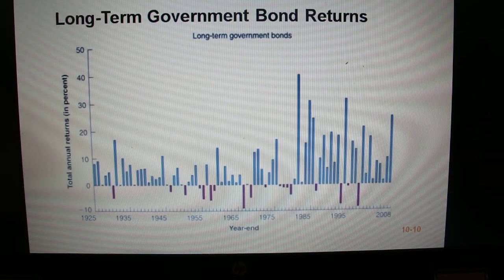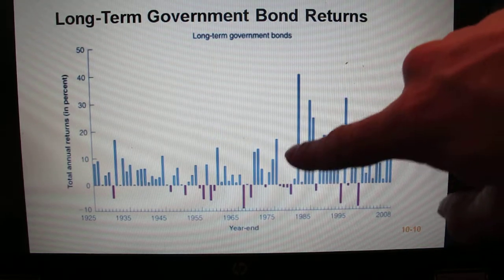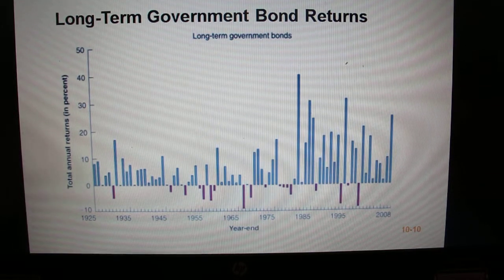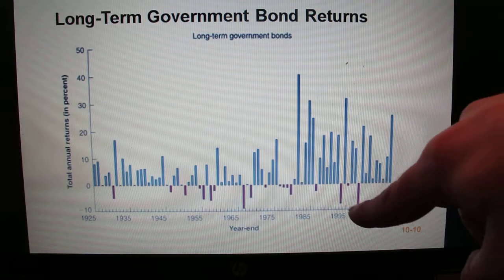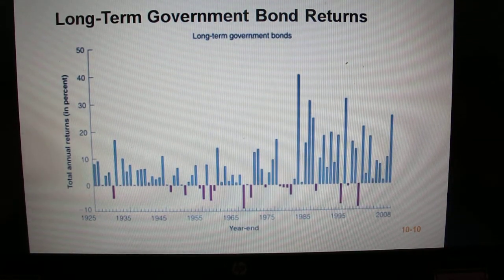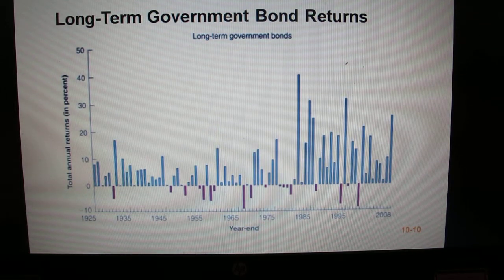If we do the same thing with government bonds, you can see that in the early 80s, there were really some good years here, as these long bars tended to reach, in some cases, around 40%. But the risk, or the negative years, these purple bars, on a really bad year, they'd get around 10%. So that's long-term government bonds.